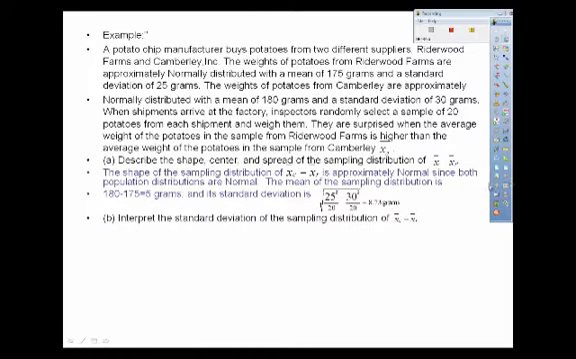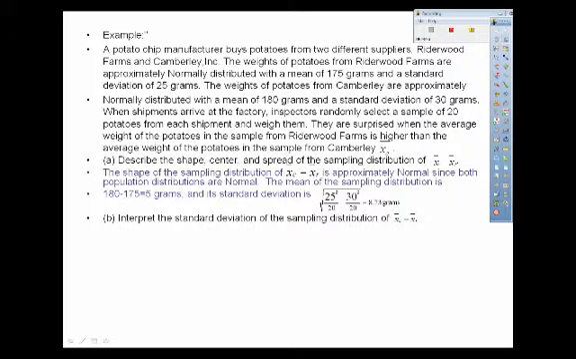We're going to call that x bar C. Describe the center, shape, and spread of the distribution of x bar C minus x bar R. Well, the shape of the sampling distribution of x bar C minus x bar R is approximately normal since both distributions are normal.